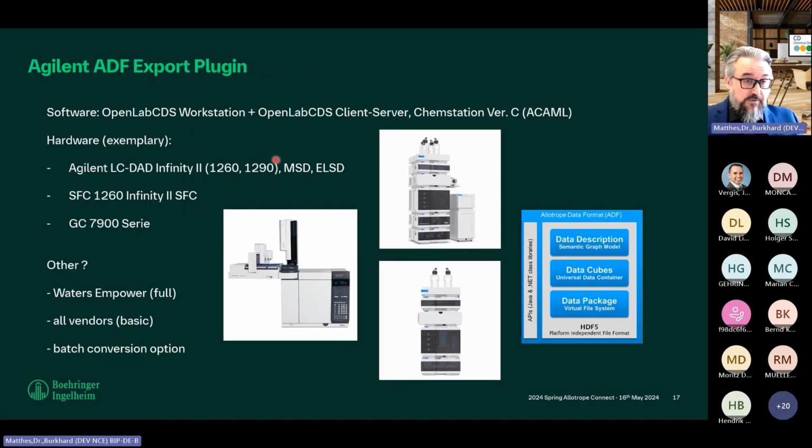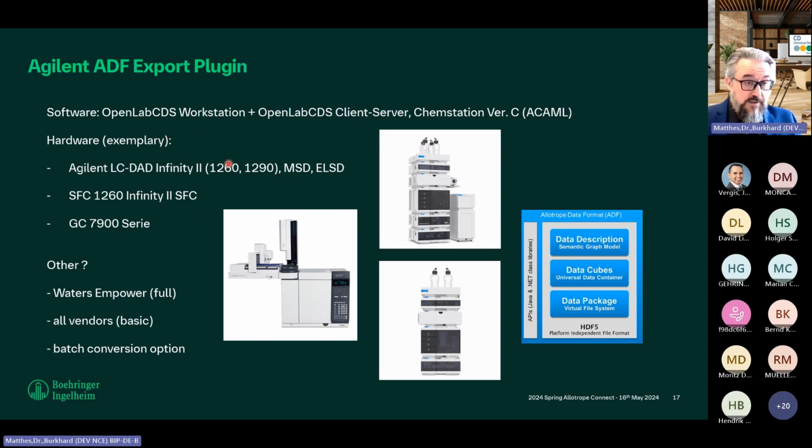Here's an overview about the systems that this Allotrope export plugin from Agilent will work on. It's the OpenLab CDS workstation and the client server system. Also the ChemStation version C, which uses the ACML file format, the Agilent Common Analytical Markup Language. The older versions of ChemStation A and B, which have been around for 1 or 2 decades, do not use the ACML file format, but you can still read your historic data into this version C of the ChemStation or even the OpenLab system, convert it to ACML and export it as ADF also.